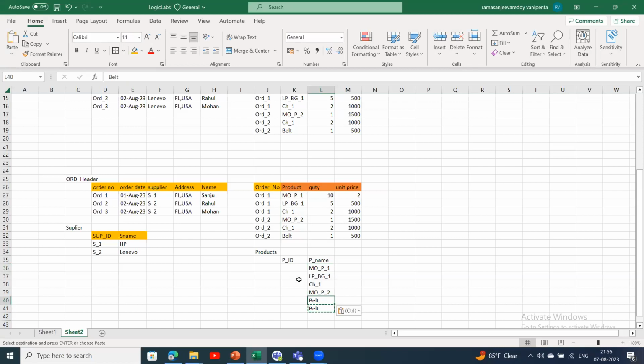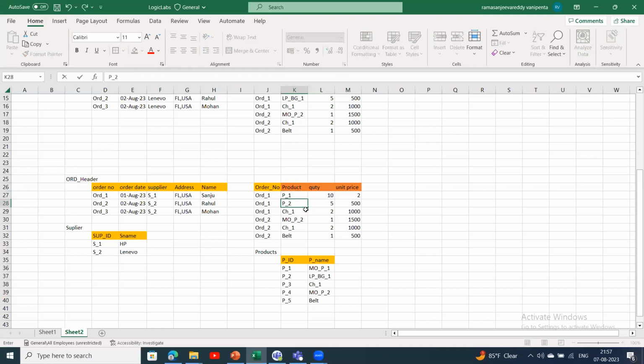Okay, and this is sensitive information. I say P underscore one is this one, P underscore two is this one. This is my products information. So what are the things I maintain here? I maintain P underscore one, this is P underscore two, P underscore 3, and CH1 is again P underscore 3 for me. This is P underscore 5.